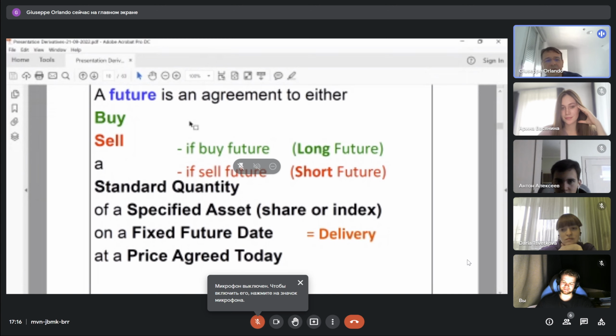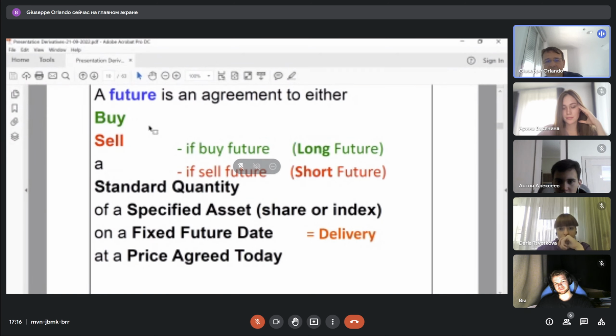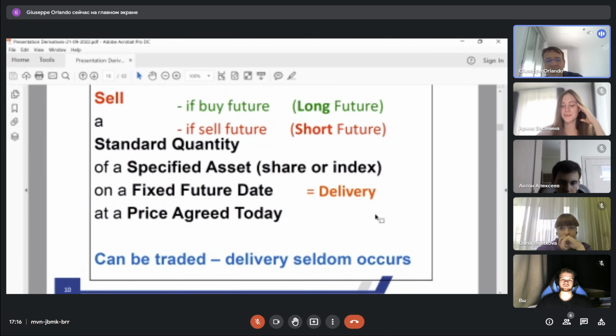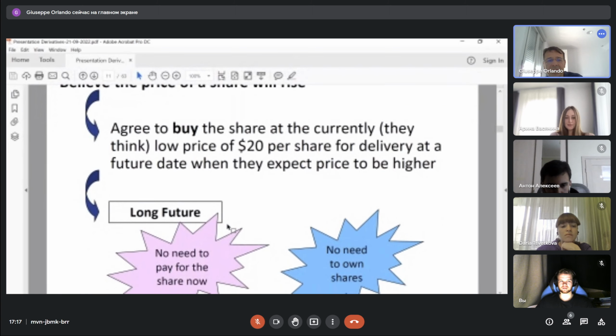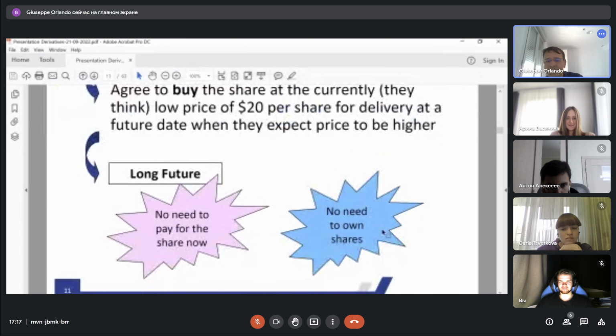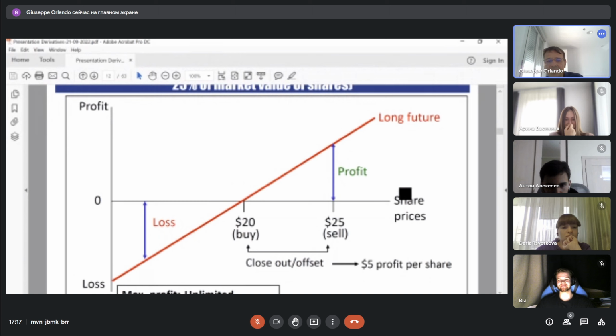So regarding the future, when we buy, we are long. If we sell, we are short. And then what must be specified? We must specify the quantity, the kind of asset, so the underlying. We must specify the date, and we must specify also the price. Well, this is something you can read by yourself.